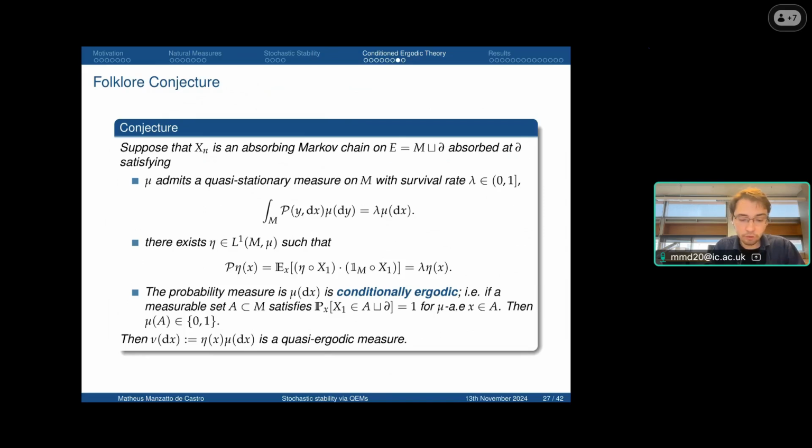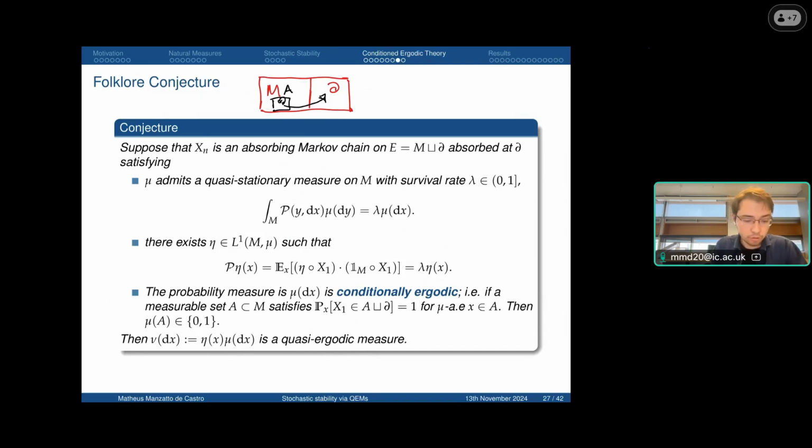the conjecture says that if you have a quasi-stationary measure, with, I did not say, this lambda here, which we call the survival rate, and you have a right eigenfunction, and you have something which is called conditional ergodicity, which was slightly hidden in the example that I was showing. That is something like this. Here is M and here is the boundary, and I have a set A such that for mu-almost every point in A, I either stay in A or I escape. Then the set A should have measure 0 or 1. So this is what would be ergodicity in this context of escape.